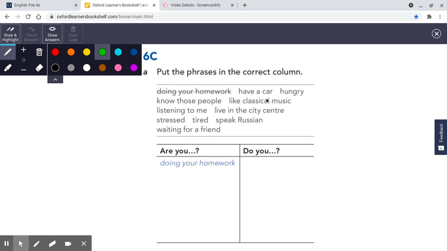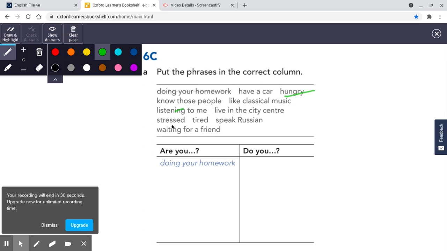Are you have a car? No. Are you hungry? Yes. Oops. Are you know these people? Are you like classical music? Nope. Are you listening to me? Yes. Are you live in the city centre? No. Are you stressed? Yes. Are you tired? Yes. Are you speak Russian? Nope. Are you waiting for a friend? Yes. And the other ones, of course, are do you.